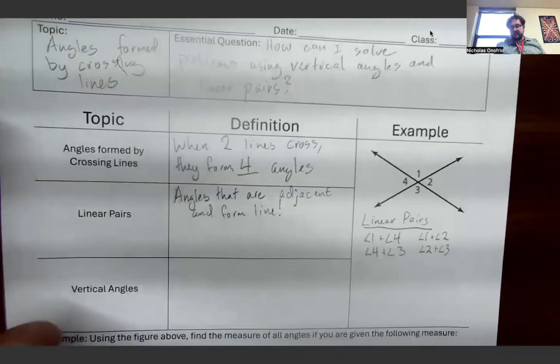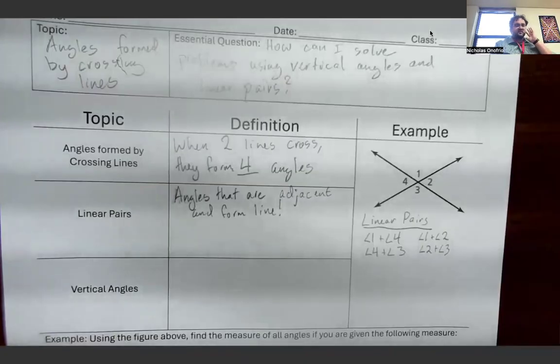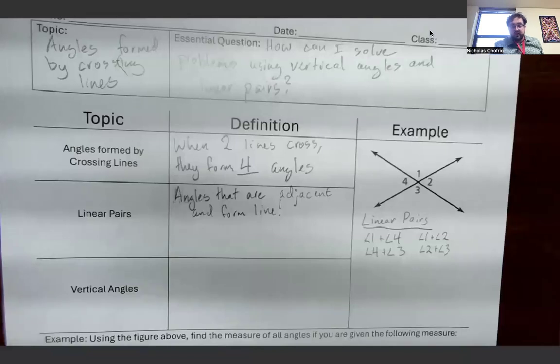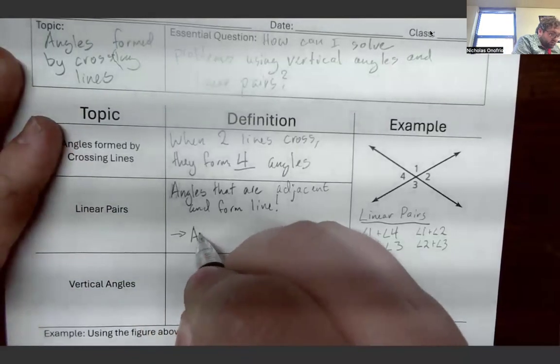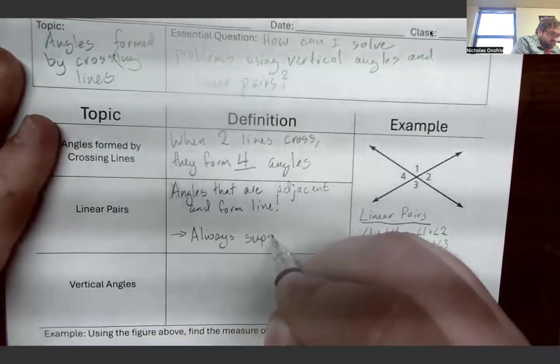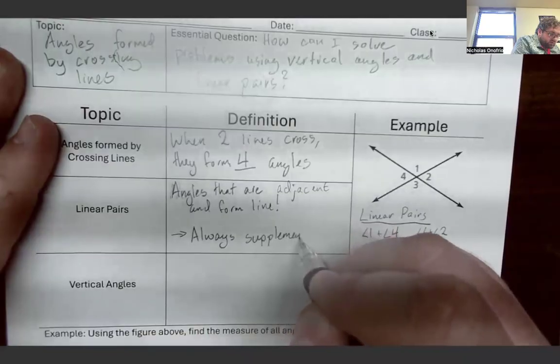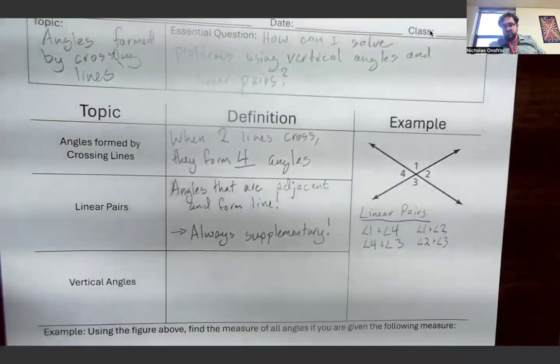You may notice that since these pairs all form straight lines, they are equal to 180. We had a special name for that yesterday. We said that angles that add to 180 are, feel free to check your notes, called supplements. Linear pairs are always supplementary. They always add to 180.